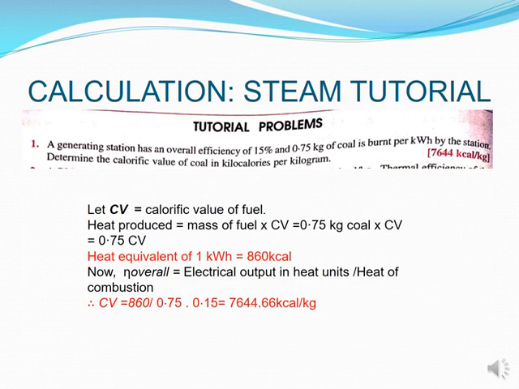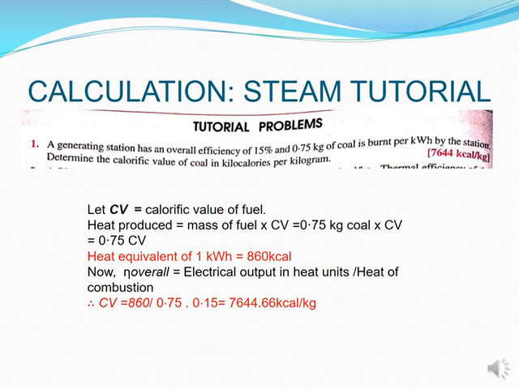So on this first question, we are looking at a generating station which has an overall efficiency of 15%, and 0.75 kg of coal is burnt per kilowatt hour by the station. And they want us to determine the calorific value of the coal in kilocalories per kilogram.